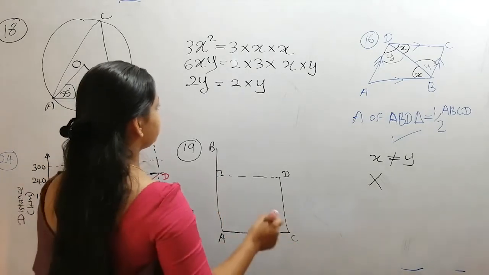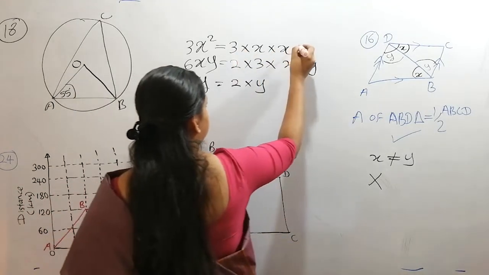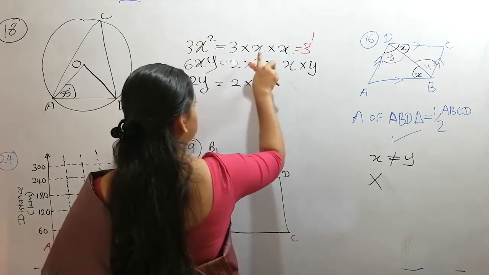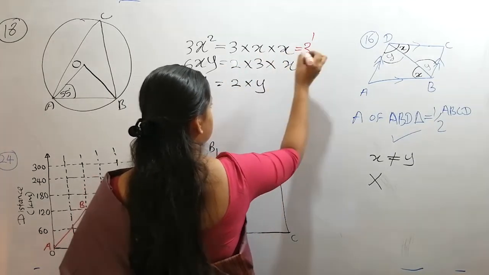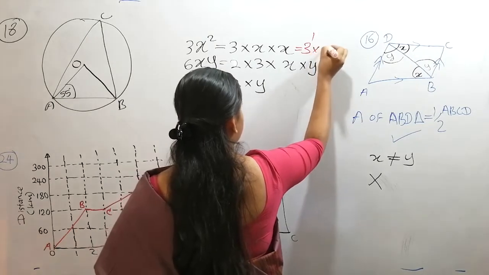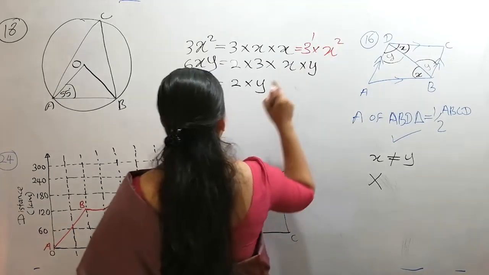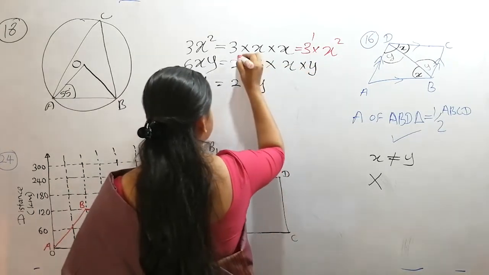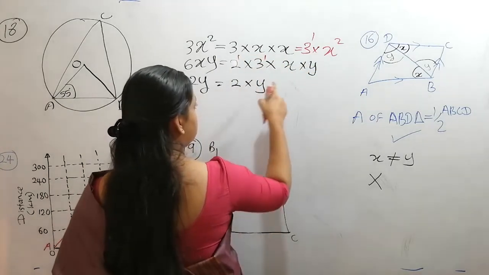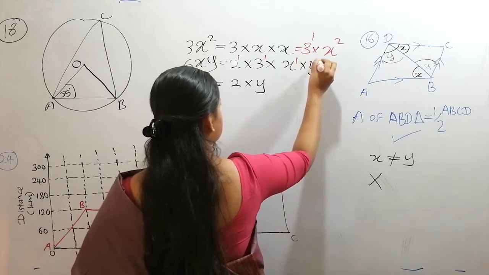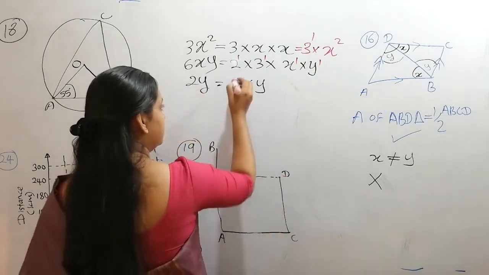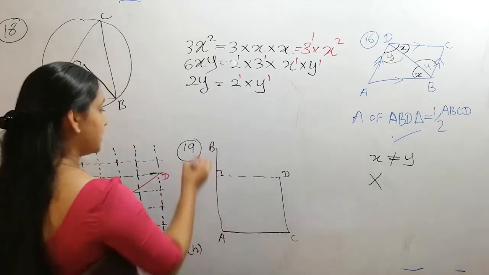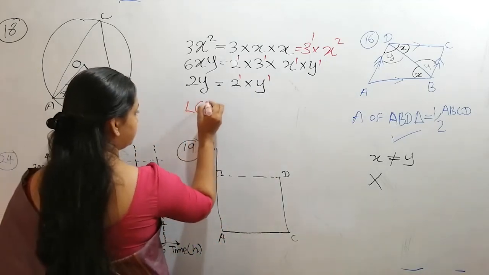Look here. The power of 3 is 1, 3 to the power 1. Only one 3 is there. The power of x: x into x, so x to the power 2. Here, 2 to the power 1. 3 to the power 1, x to the power 1 and y to the power 1. Here, 2 to the power 1 and y to the power 1. Then what is the least common multiple?